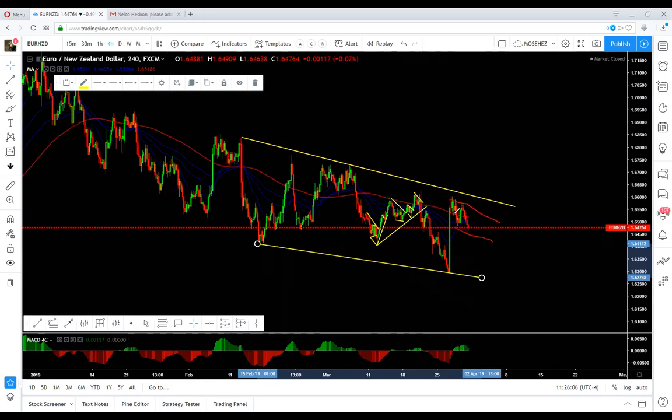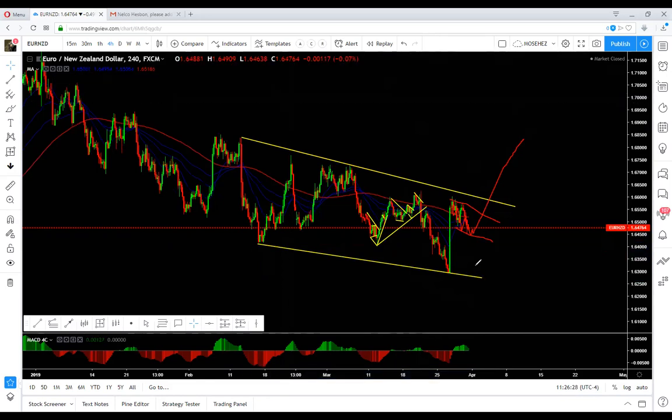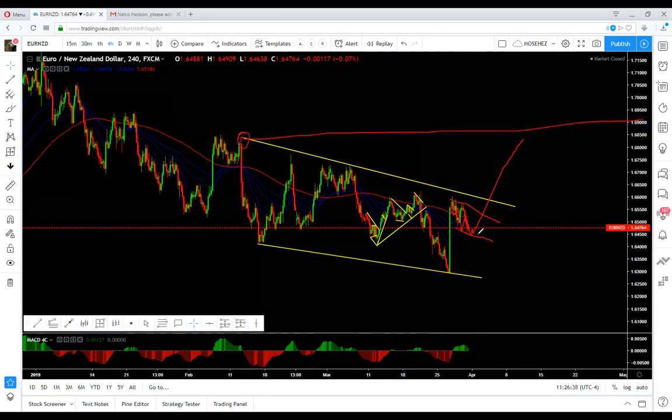So what I'm waiting for, you can see it is correcting. So I hope this trade is going to continue to happen. If you take this particular trade, remember that your first target should be at that particular top.